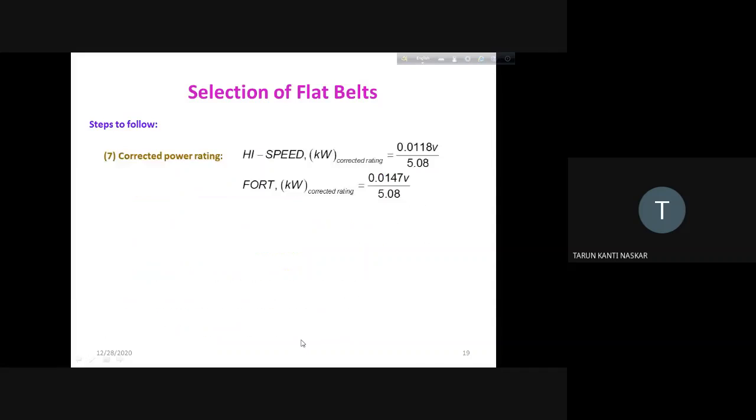Now go to this: high speed kW. This is the expression for high speed. High speed means a type of belt. So kW corrected rating is on the basis of 5.08 meter per second velocity. So you have to divide it by 5.08, then multiply it by v.